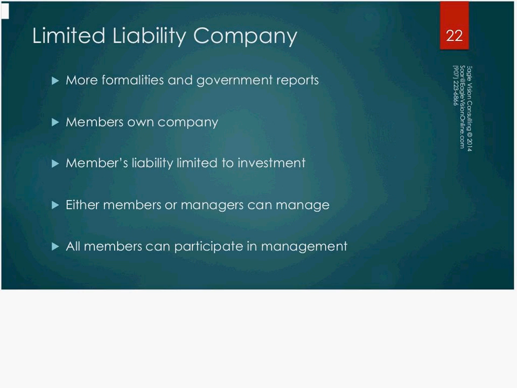And there's a limited liability company, which has more formalities and government reports. The members own the company. In this case, their liability is limited only to their investment. Either members or managers can manage, and all members participate in management.